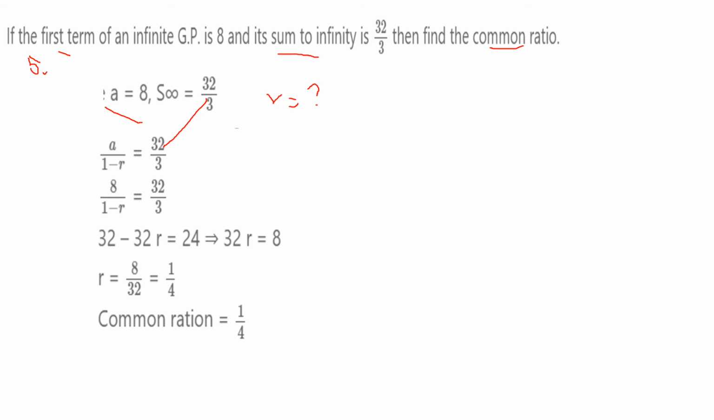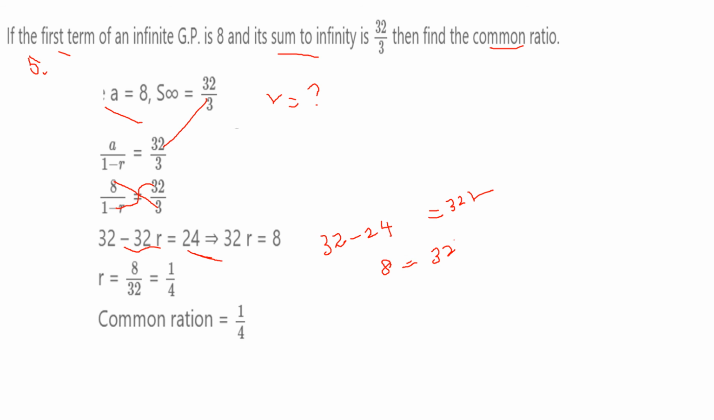So substitute the value of A: 8 by 1 minus R equal to 32 by 3. Cross multiply: 1 minus R into 32. So 1 into 32 minus 32R equal to 24. That implies the minus 32R will come to the right hand side, that is 32R. And on the left hand side 32 is already there. So 24 will come to the left hand side, it will become minus 24. So 32 minus 24 equal to 8 equal to 32R.